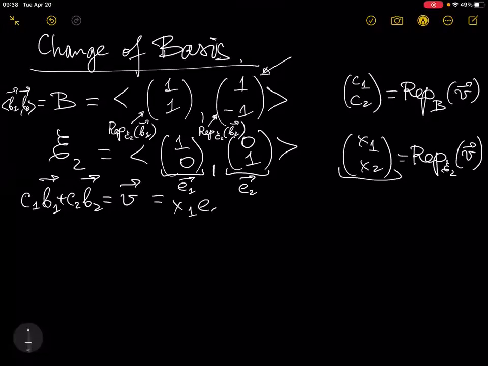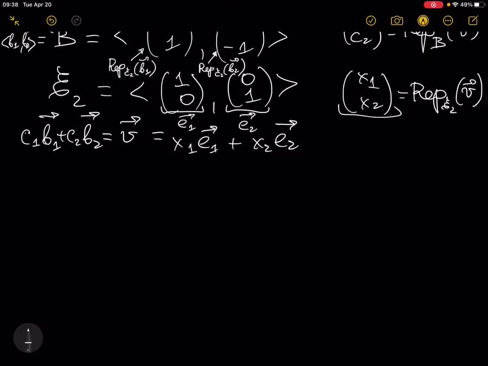So it means x1 on E1, right? Plus x2 on E2, right? So x1, x2 are coordinates of the vector V with respect to the natural basis, or basis of E1, E2, right? Are there any questions for now? Because this is an extremely important topic, and I promise you that a problem like that will be in your exam. Any questions? Okay, great.